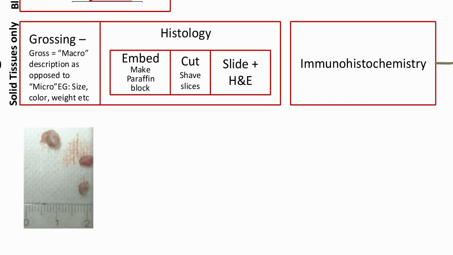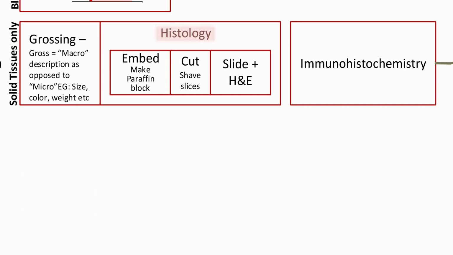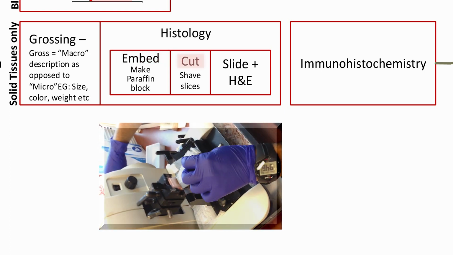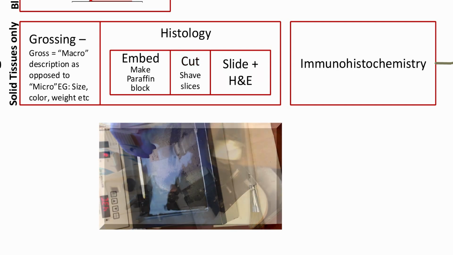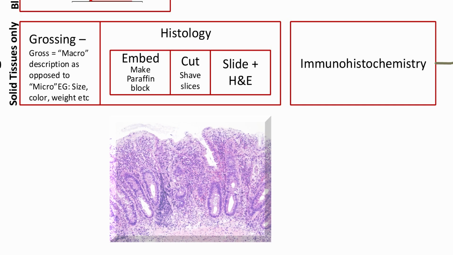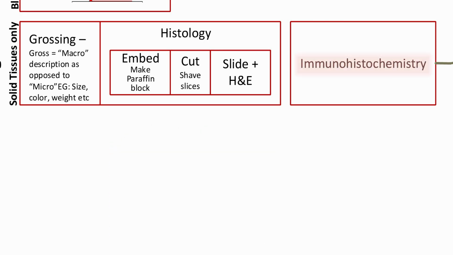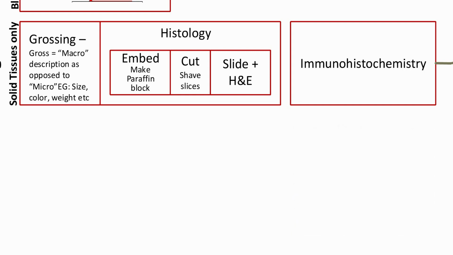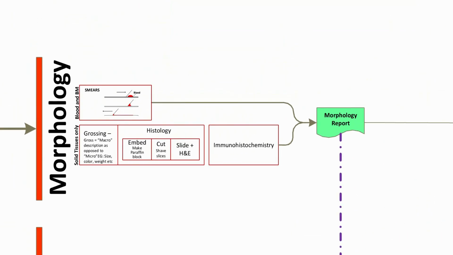Again, gross descriptions. Next is histology. Three steps in histology are: the specimen is embedded into a paraffin block. Then slices are shaved off of that paraffin block, and the slices are applied to a slide and are stained with H&E. These are the principal stains in histology. Then the next step is immunohistochemistry. That's the step in which there are markers applied to the slide and then looked at under the microscope. There you have the end result, and a morphology that is done by day 1.5.